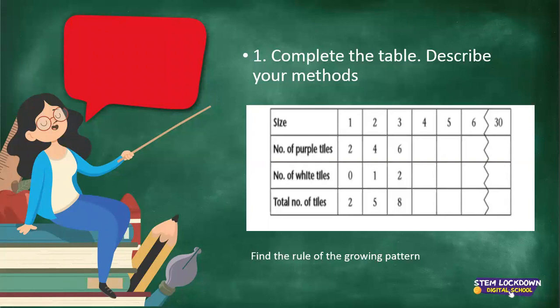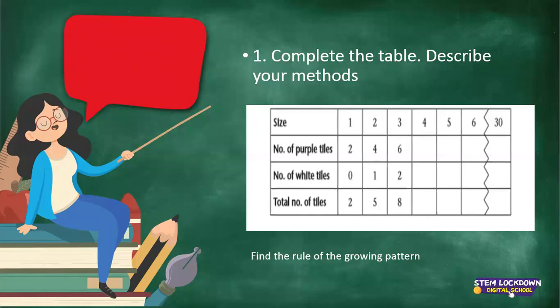All right, can we then have the answer for size 5: the number of purple tiles for size 5, the number of white tiles, and also the total number of tiles for size 5. So for size 5, let me first give you the answer, and what we'll do.